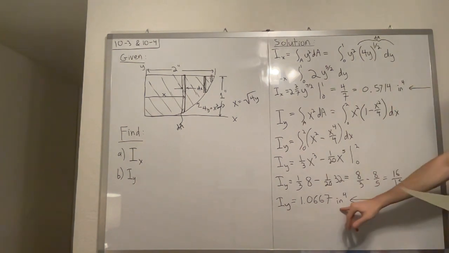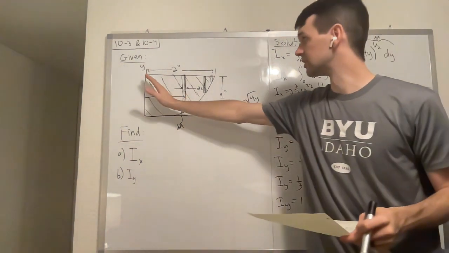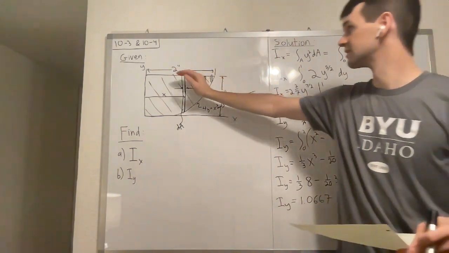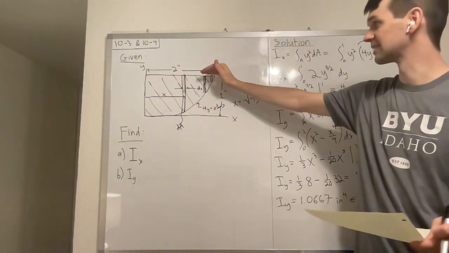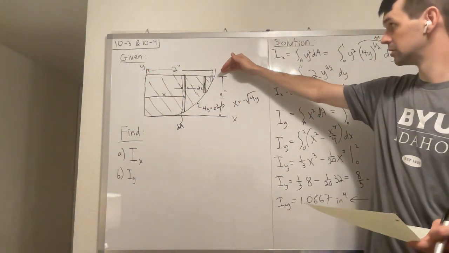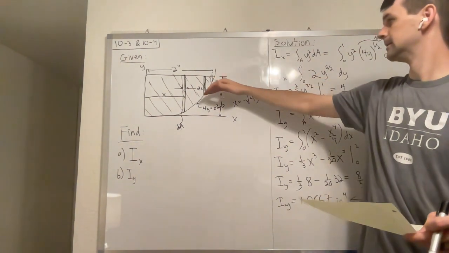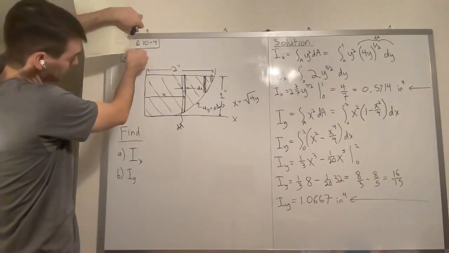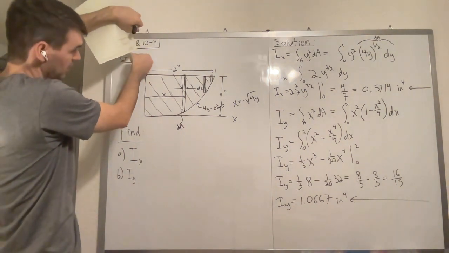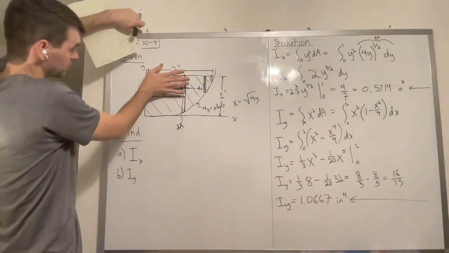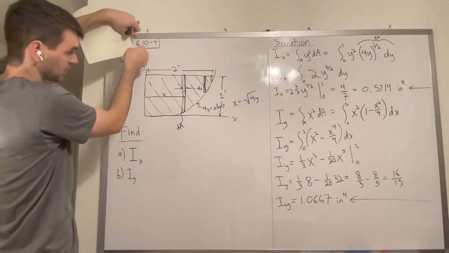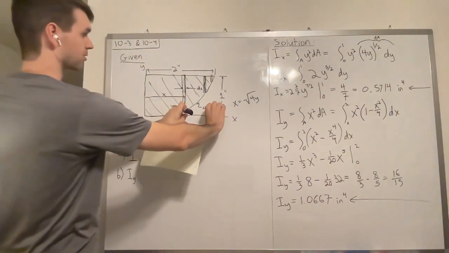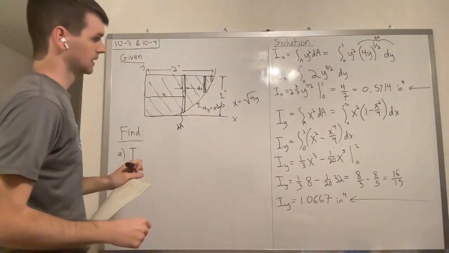And this should make sense, that Iy should be bigger. The overall distance that the shape spans from the y-axis is twice as large. So if I were to grab the y-axis and try to spin the shape about it, imagine the shape was hinged right here, it would resist me more than if I tried to grab the x-axis and rotate it.